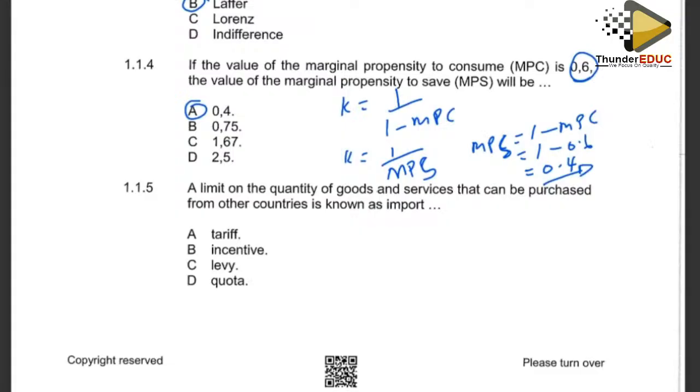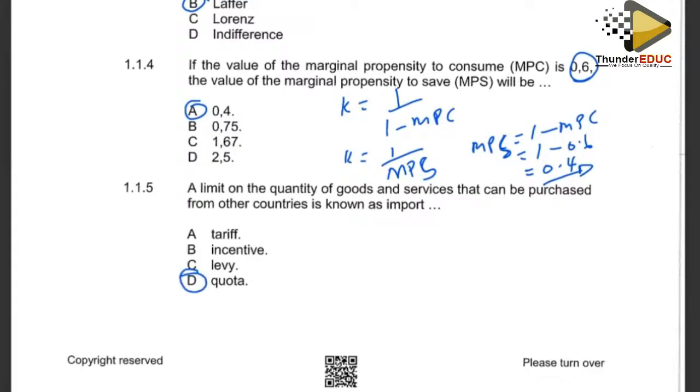Levy, in this regard, we refer to a charge. So now we have a quota. A quota refers to a limit of quantity, or a certain quantity that is allowed to be imported into a certain country. So it means in this regard, our appropriate answer is going to be D.